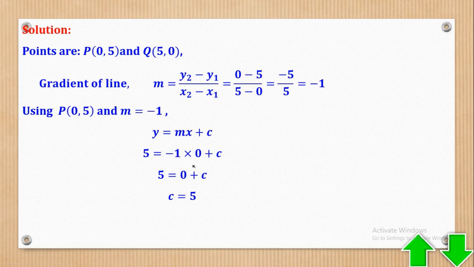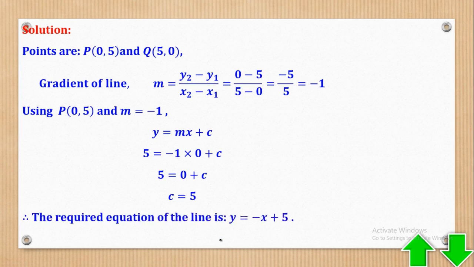So now that I've got c and I know m, I can write that the required equation of the line is y equals -1x plus 5. So 5 comes from here, and this negative comes from this -1. So -1 times x is the same as -x. So basically that's what they wanted.